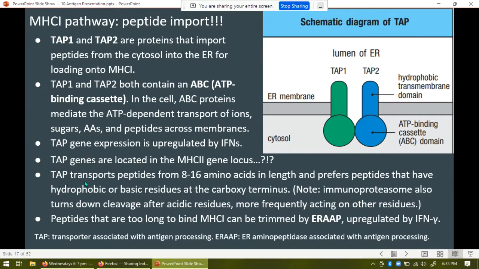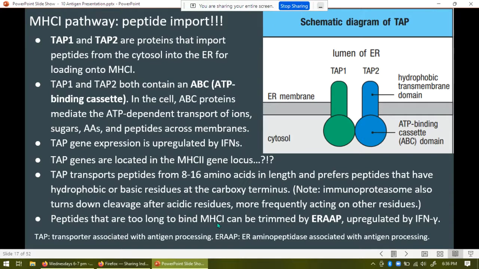Now TAP, what it does is it takes peptides from 8 to 16 amino acids in length, and it prefers peptides that have hydrophobic or basic residues at their C terminus. Okay. Note on this, remember that immunoproteasome? Yep, that one turns down cleavage after acidic residues, meaning that it basically turns up the cleavage after hydrophobic or basic residues. So it creates substrates that are really good for import by TAP. So the immune system is kind of working together with itself in this pathway.